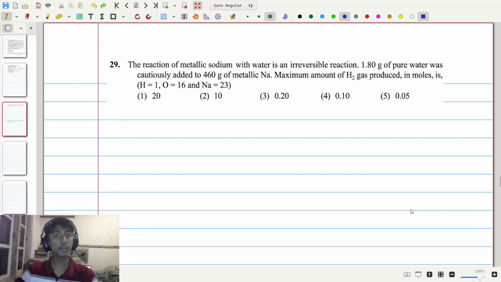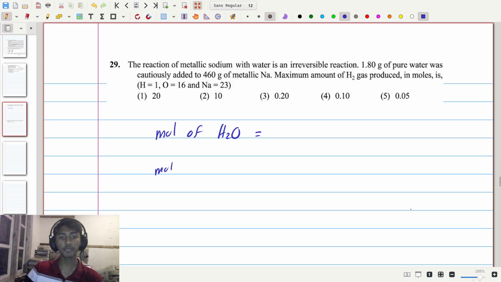Now moving on to question number 29, it says the reaction of metallic sodium with water is an irreversible reaction. 1.8 grams of pure water was cautiously added to 460 grams of metallic sodium. Given this, they ask us what is the maximum amount of hydrogen gas produced in moles in this situation. Now to find this, let's first find the number of moles of water that are used in this situation and also the number of moles of sodium that are used in this situation.